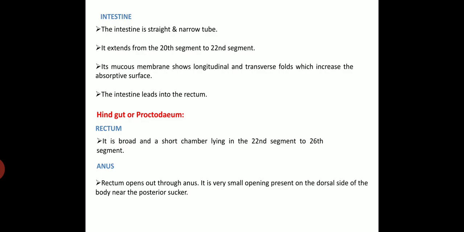Next, the third part of the alimentary canal, that is the rectum. It is a broad and short chamber lying from the 22nd segment to the 26th segment. And the last part of the digestive system is the anus. The rectum opens out through the anus. It is a very small opening present on the dorsal side of the body, nearer to the posterior sucker.